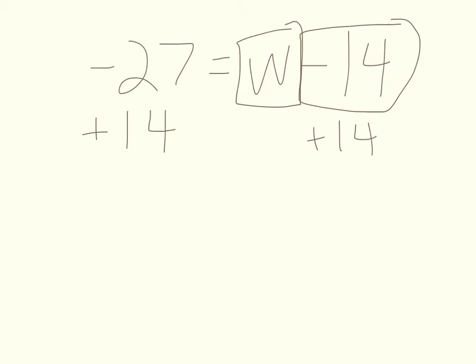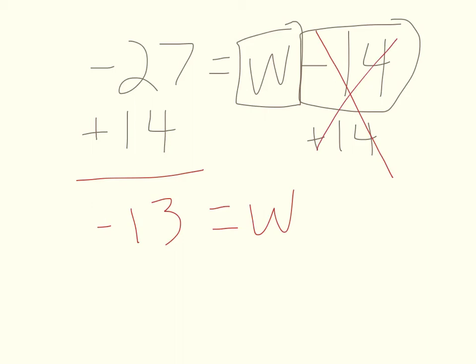Now I've got this right here. I've got negative 27 plus 14. Now, I'm willing to bet, since we just worked on negative and positive numbers, I'm going to get a couple of different answers. But I'm going to tell you the right one right now. Negative 27 plus 14 is negative 13. And then I rewrite what is left. Negative 14 plus 14 cancels that out. Over here, negative 27 plus 14 is negative 13. So now I have w equals negative 13.